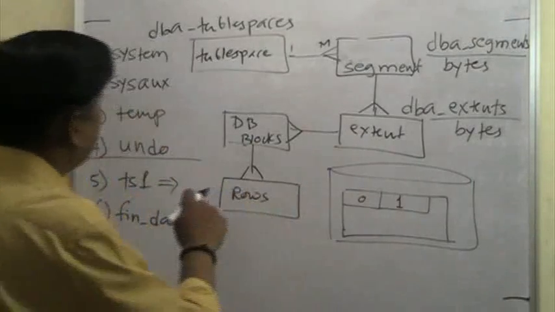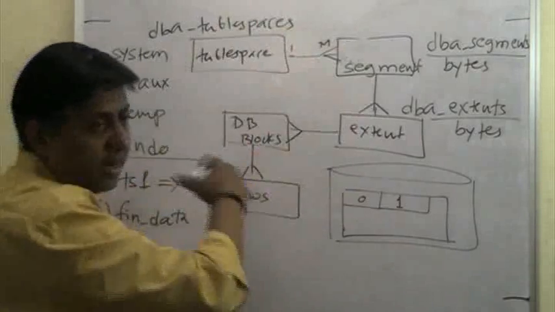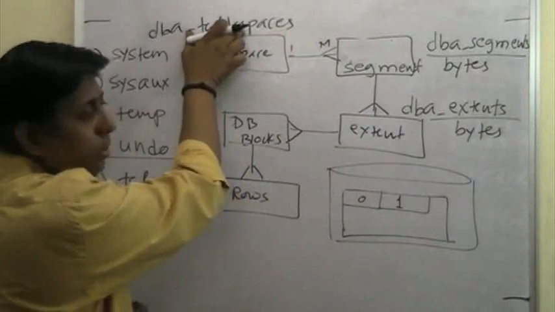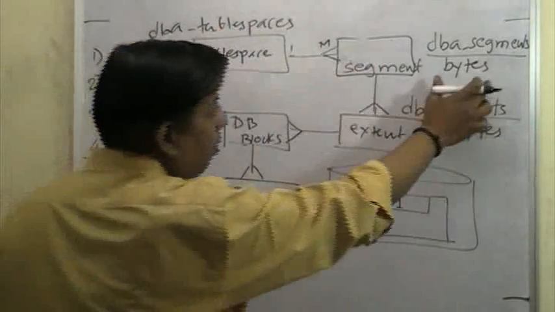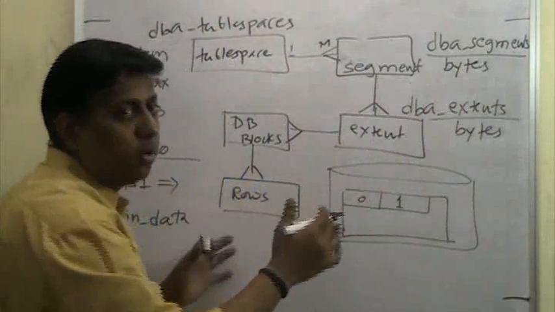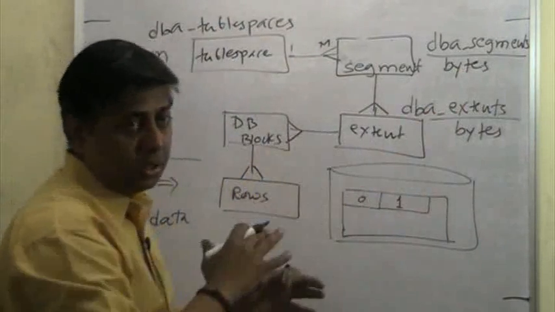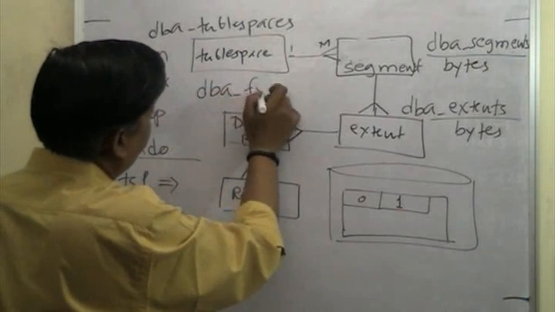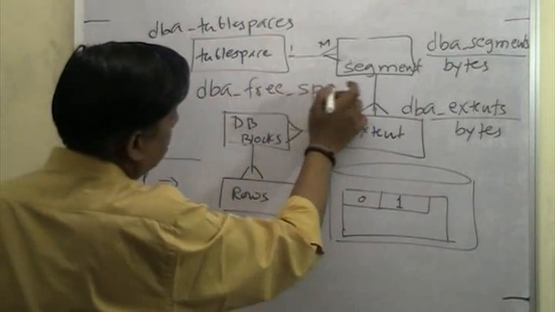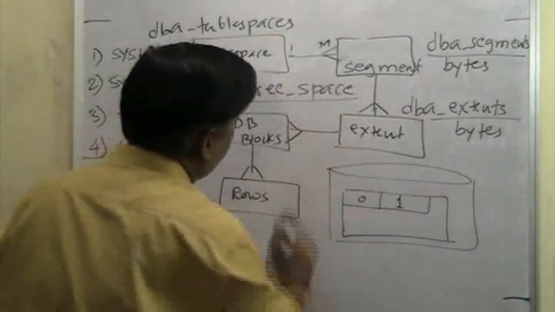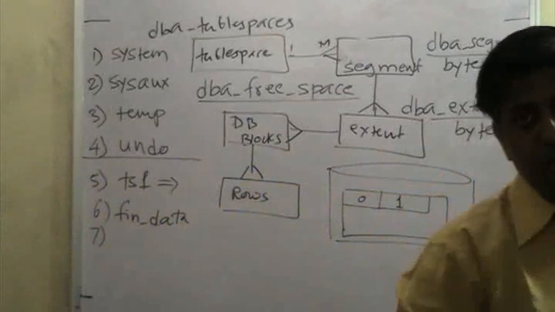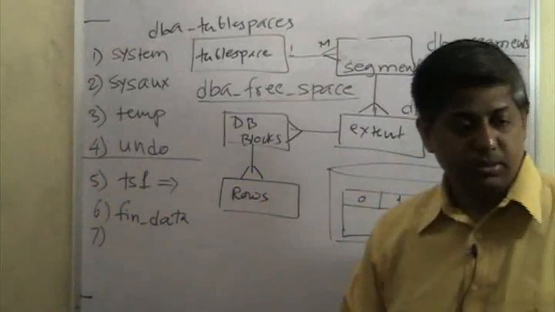And that information can be found out by doing mathematical calculations here. You can find out the total size of the tablespace, add up the sizes of all the tables, and do the subtraction. Or you can go to a view called DBA_FREE_SPACE. This is a very important view from the monitoring point of view. DBA_FREE_SPACE.